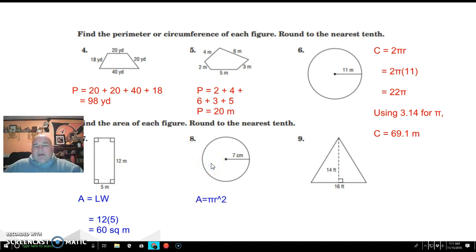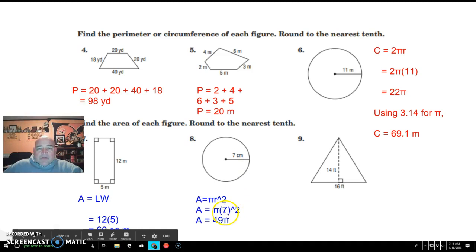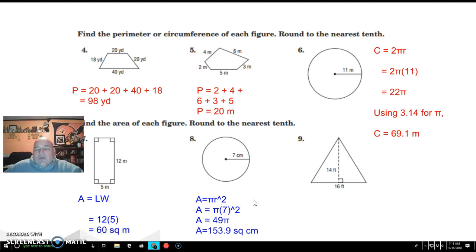Its formula is pi r squared. Radius is 7. Remember, we have to do the exponent first, order of operations. So we square the 7, we get 49 pi. And again, using 3.14 for pi, I get 153.9 square centimeters.